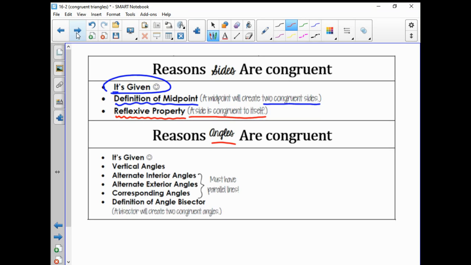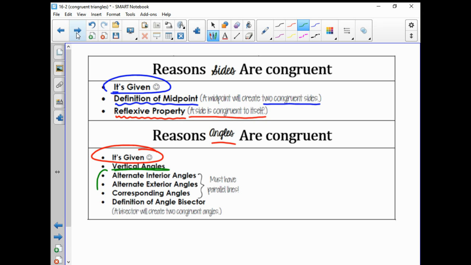Now we're going to go on to reasons that angles are congruent. Again, sometimes it's given. Sometimes they'll write it out in words and letters. Sometimes they'll just mark it on the picture. But if they tell you that they're congruent, they're congruent. Now, please also remember that vertical angles are congruent. You've got a vertical angle theorem that says vertical angles are congruent. They're not going to mark those for you. You just have to know that.